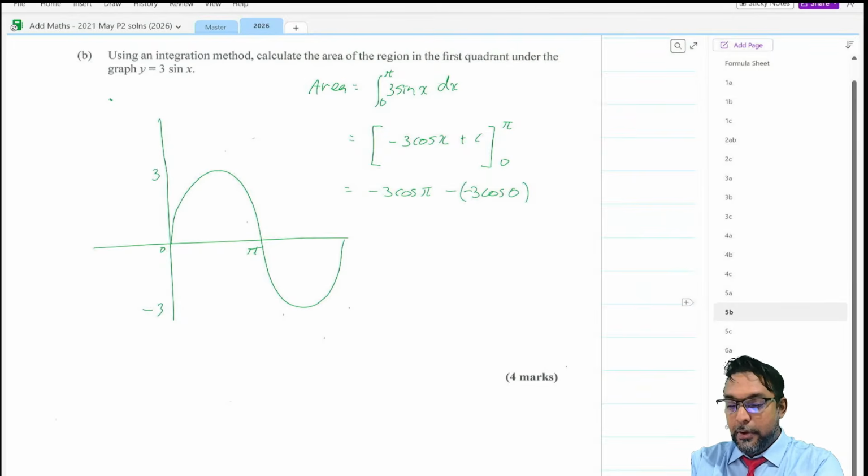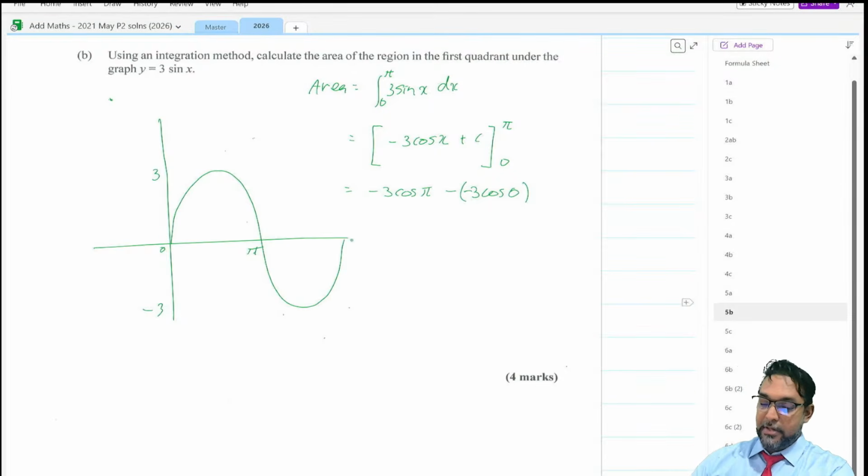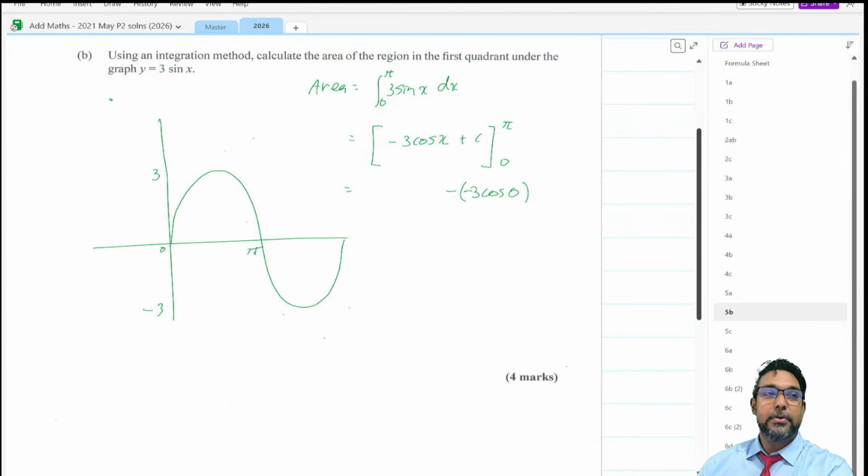So what they want under the graph y equals 3 sine x. Wait, I'm confused. But you see, the question itself is flawed, because this graph continues infinitely in the first quadrant, technically. So it's bogus. They would have to have given you more, and in any case, you can't find the area under the curve by finding the negative of the integral. That is something that I was taught in form 4, form 5, right?